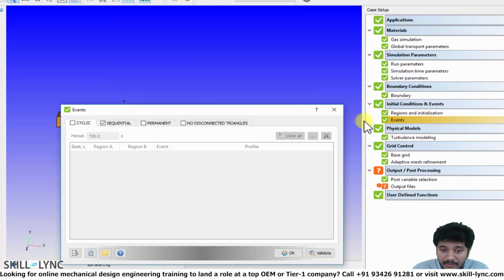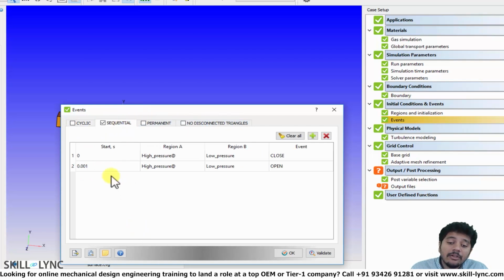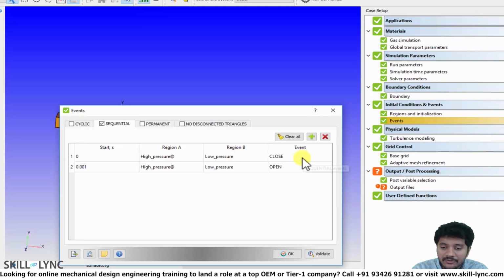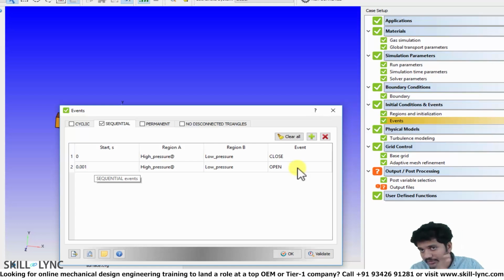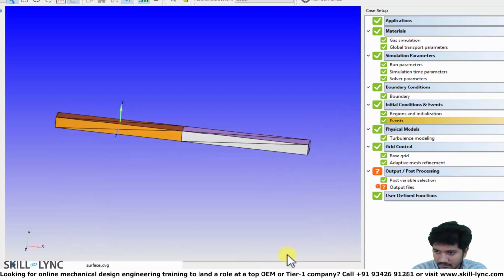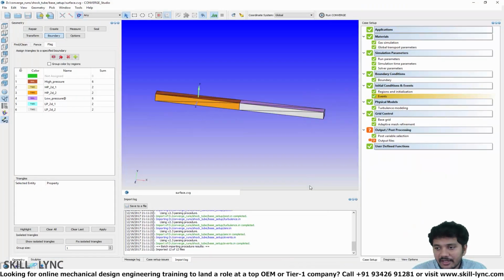So let me show you what this is. This is fairly simple. When I click on this, I have 4 tabs. Click on the sequential tab. You can see that there is a start time, 0 seconds. So at 0 seconds, the high pressure region and low pressure region are closed, meaning they're disconnected, no flow can take place. But then at 0.001 second, which is 1 millisecond, the two regions are open, after which they completely stay open. And that is why you see that the shock is completely propagating.